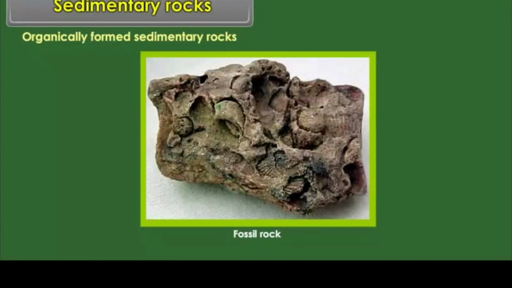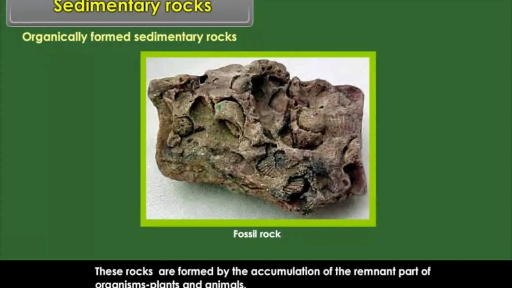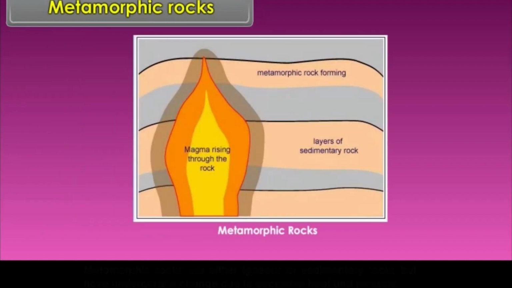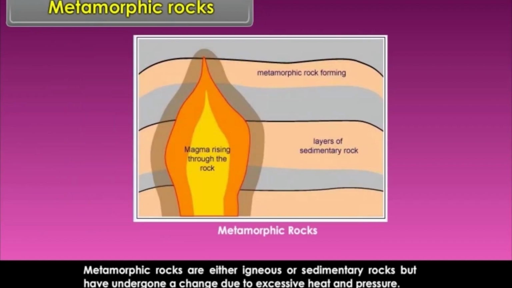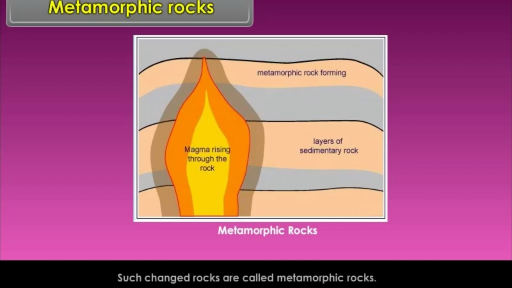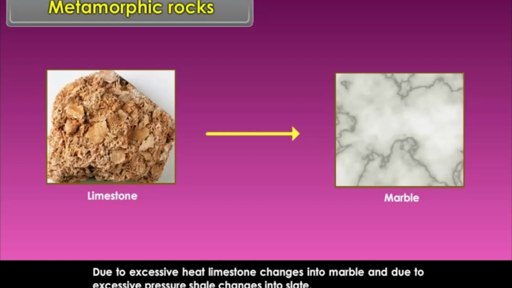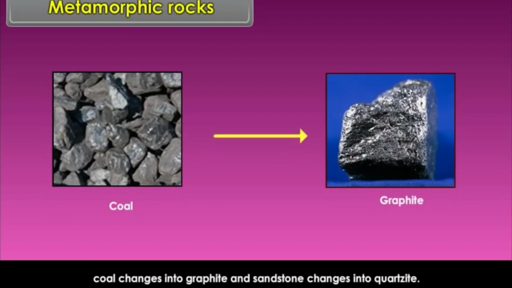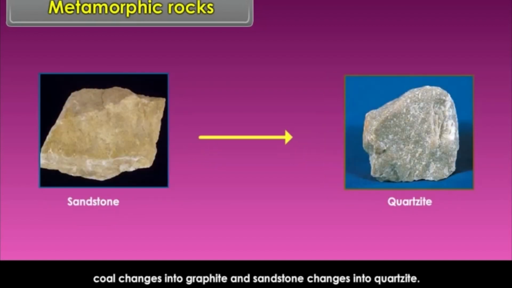Organically formed sedimentary rocks. These rocks are formed by the accumulation of the remnant parts of organisms, plants and animals. Coal, limestone, chalk, etc. are some examples of this type of rocks. Metamorphic rocks. Metamorphic rocks are either igneous or sedimentary rocks but have undergone a change due to excessive heat and pressure. Such changed rocks are called metamorphic rocks. Due to excessive heat, limestone changes into marble, and due to excessive pressure, shale changes into slate, coal changes into graphite, and sandstone changes into quartzite.